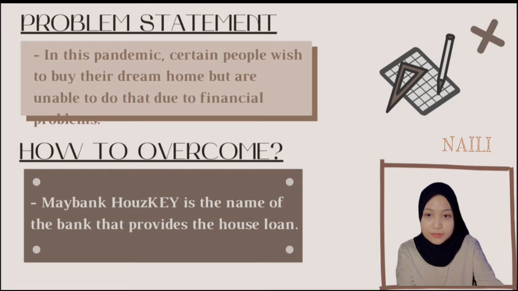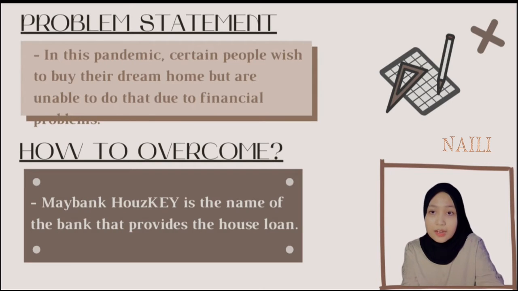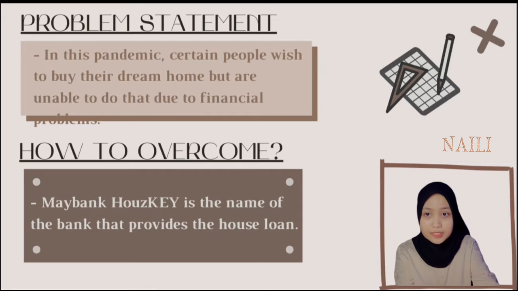Next, we have the problem statement. As a reaction to the pandemic, many people are trying to save money for their future, for their own goods and own responsibilities. However, in this scenario, certain people wish to buy their dream home but are unable to do so due to financial problems. So what is the problem solution? Apparently, there was a bank that provided house loans to those who were facing financial difficulties. This bank allows them to purchase their dream house even if it must be paid in installments. It is called Maybank Howski.